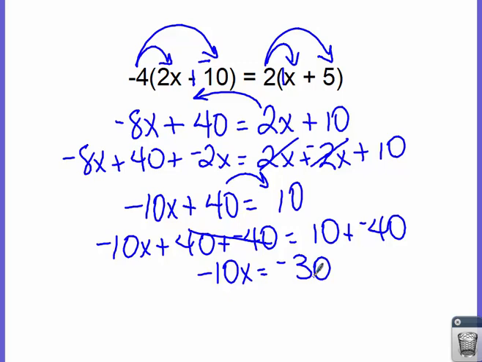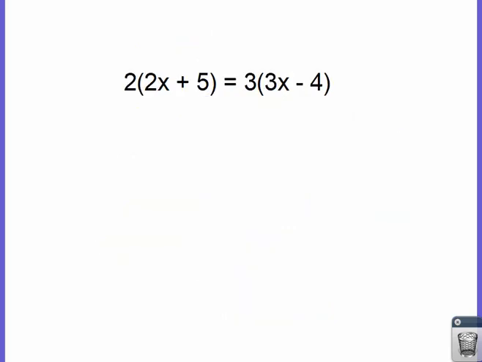And now, how do I get rid of my multiply by negative 10? I do a divide by negative 10, and I end up with x is equal to 3, just like that. Okay, so I've got one more that I would like for you to do, but do this one on your own. Pause the video and answer this question.